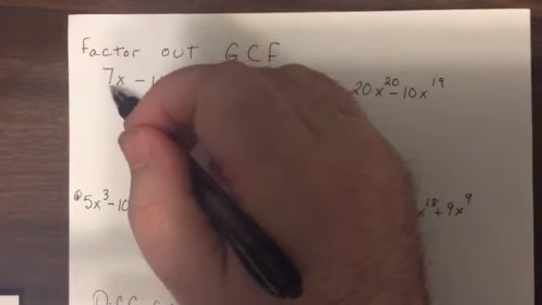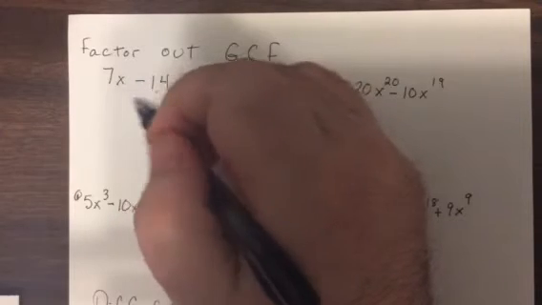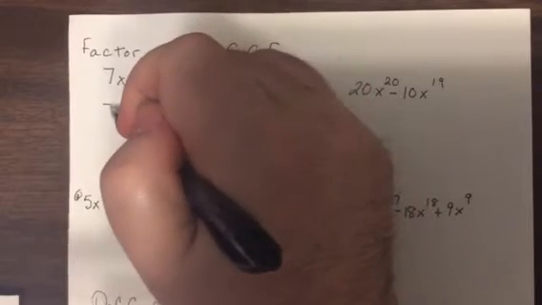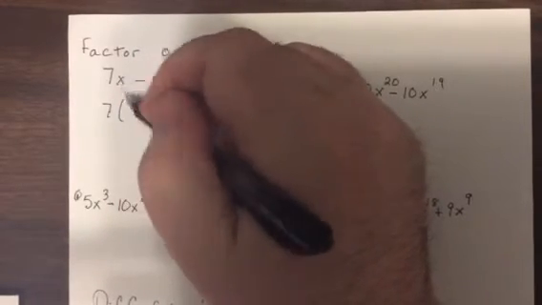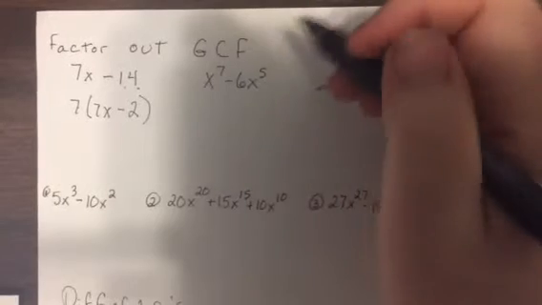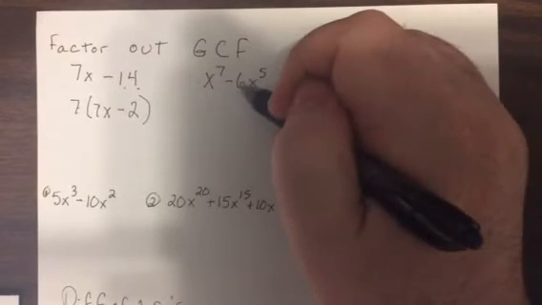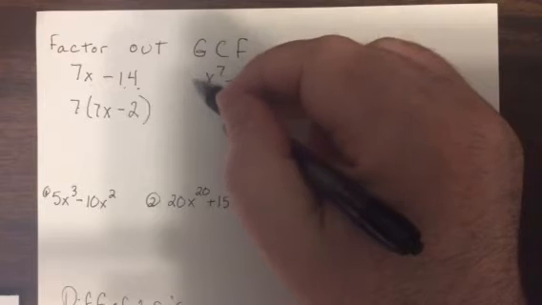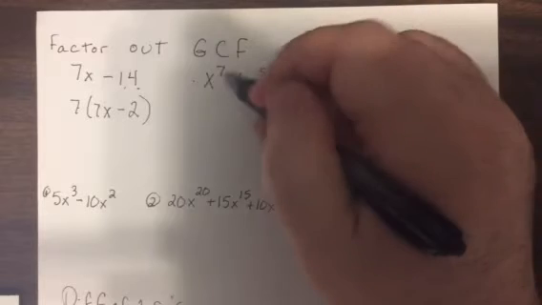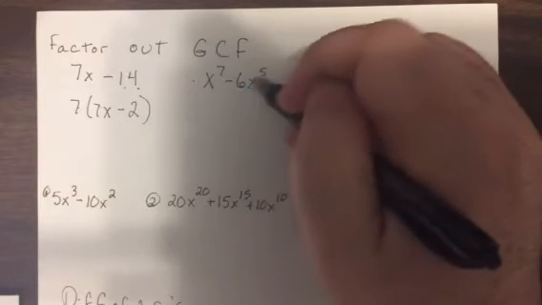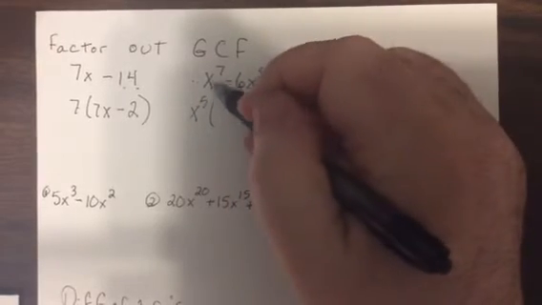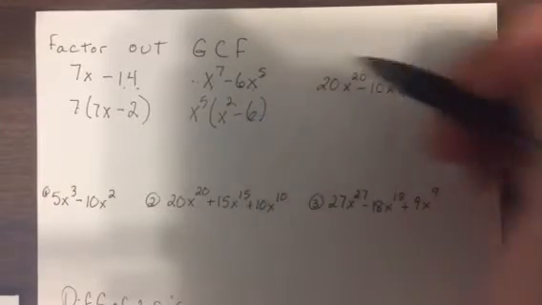The GCF is what number is common to here and here, and 7 goes into both. And do I have variables in both? No, so it's not a part of my GCF. So 7 times 1 is 7x, 7 times 2 is 14. Here, I have a 1, I have a 6. So the greatest term that's common to both would be 1. And the variable should be easy, because it's just the lowest power that it occurs. So there is an x in both, and the smallest one is x to the 5th. So we'd factor out a 1x to the 5th. So this would be x squared minus 6.